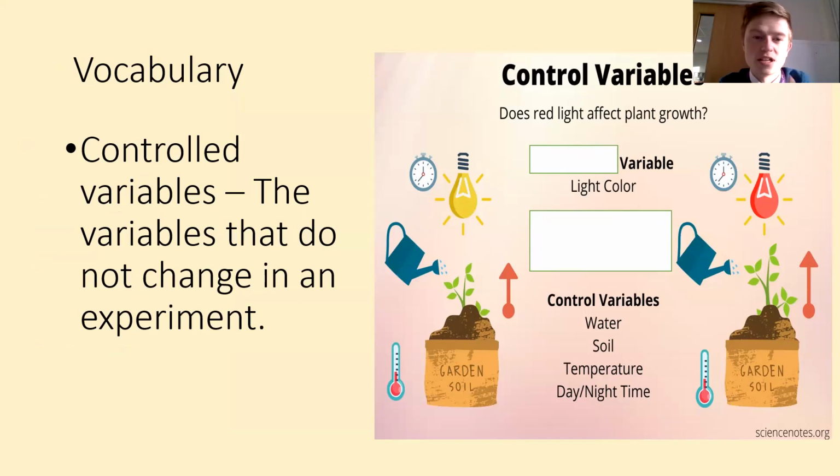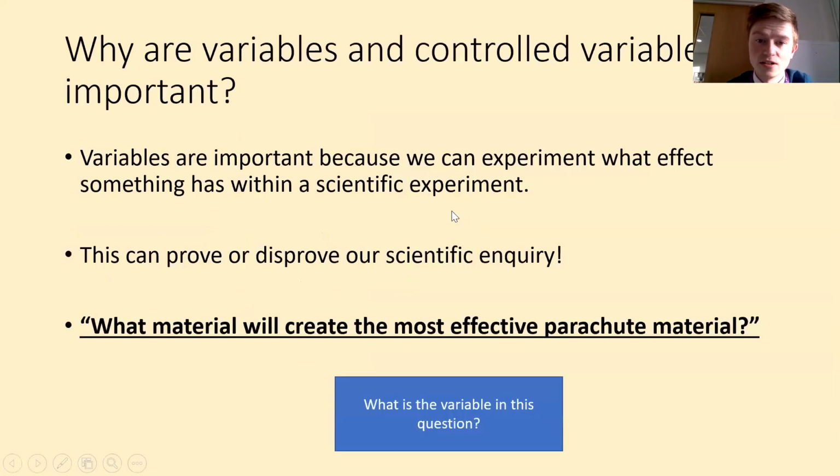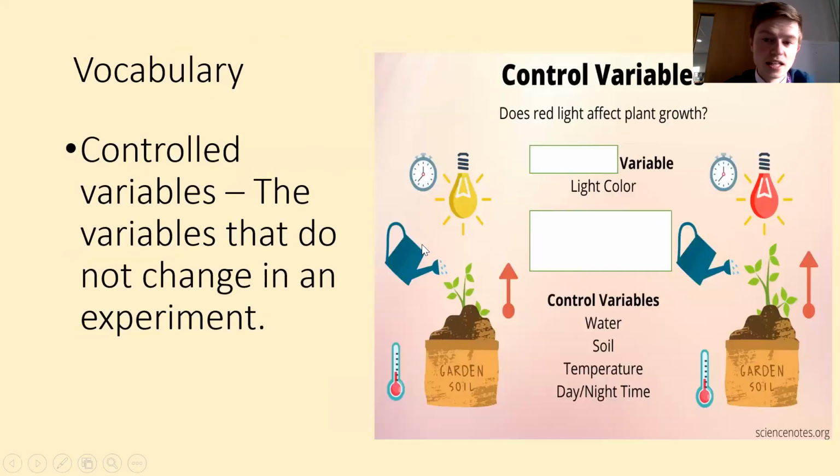Now, here we can see in my experiment of does red light affect plant growth? The variable that changes is the light color, as we can see on the left-hand side. They are different. There is yellow light, and on the right-hand side, it's a red light. So that's a variable. That's the thing that does change. But the control variables, so the variables that do not change, is the water, soil, temperature, and whether it's the day or the night time when the experiment takes place.